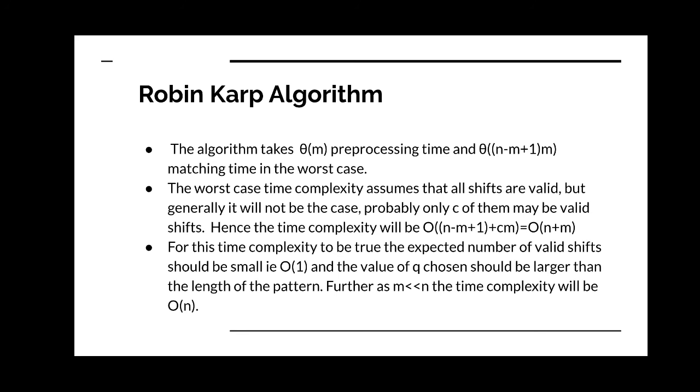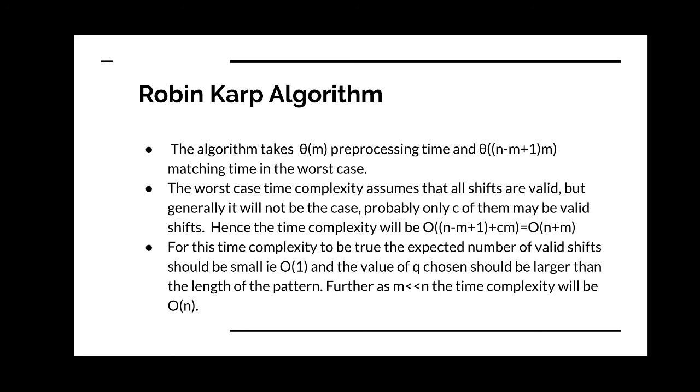The worst case time complexity assumes that all shifts are valid, but generally it will not be the case. Probably only c of them may be valid shifts. Hence the time complexity will be big O of n minus m plus 1 plus c m, that is big O of n plus m. For this time complexity to be true, the expected number of valid shifts should be very small, that is big O of 1, and the value of q chosen should be larger than the length of the pattern. As long as m is far less than n, the time complexity will be big O of n only. So that is the Robin-Karp algorithm.